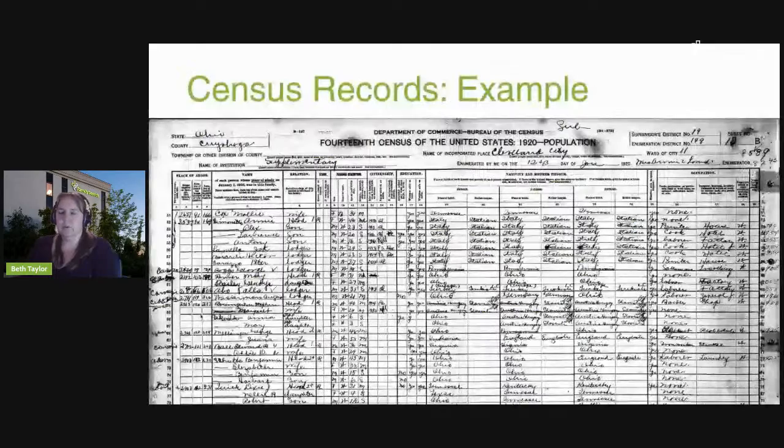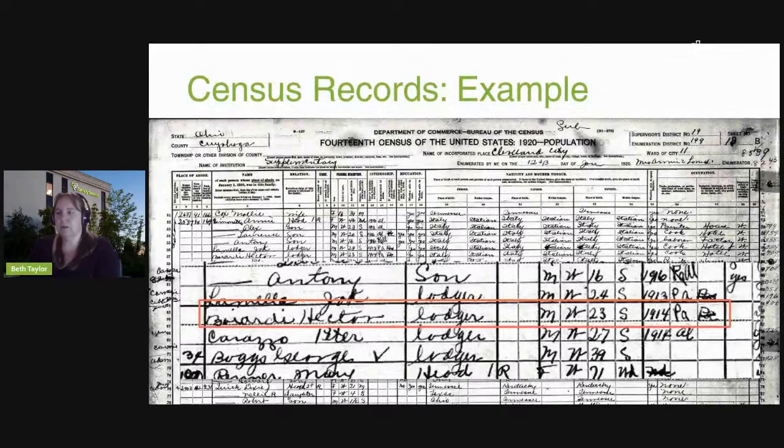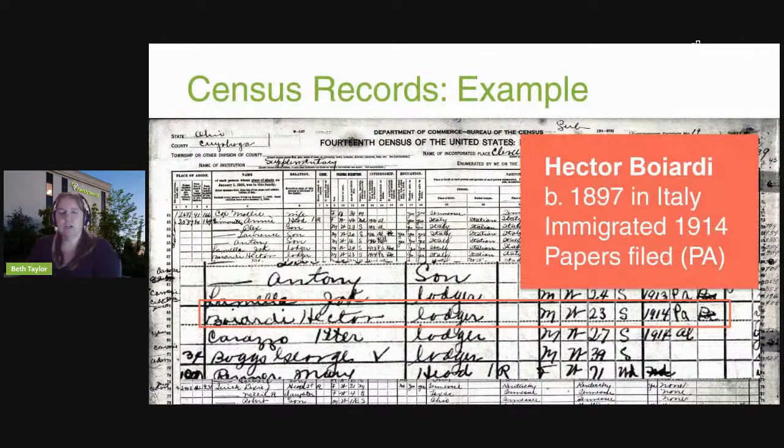So here's an example of a census record. This record actually has a line for a man named Hector, and if you say that phonetically, the name is actually Hector Boyardee. You might have heard of Hector Boyardee as he started a food company, and he's also known as Chef Boyardee.